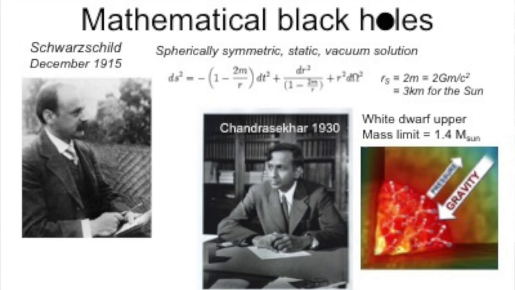So Chandrasekhar did the calculation, and today we know that, usually, so this is for a type of star called a white dwarf, but we know usually that if a star has more than 3 solar masses, once it dies, it will probably become a black hole.